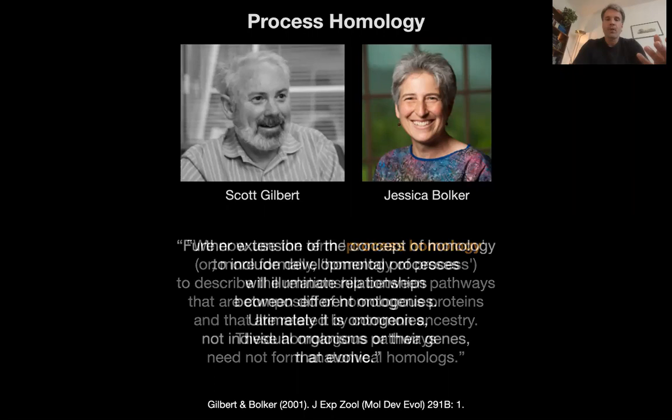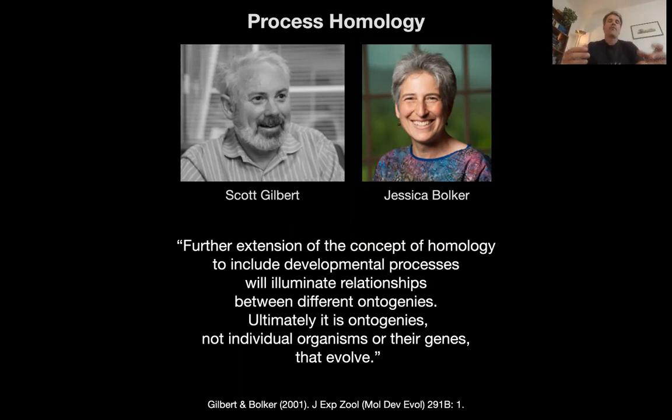So this is what we have here. The same sort of components in the process lead to a structure that's not necessarily an anatomical homologue. We can debate that, okay? But from anatomical criteria, you wouldn't say so. Furthermore, they say, further extension of the concept of homology to include developmental processes will illuminate the relationships between different ontogenies. Ultimately, it is ontogenies, not individual organisms or their genes, that evolve. What they're saying here is that in order to have a truly mechanistic, causal insight into these lineages, we need these lineage explanations, right? Or even a cross-lineage explanation to compare traits between lineages. And this we'll only get if we understand the developmental process by which a trait is made, because evolution is working on that. That's the causal completeness principle. Evolution is working on that ontogenetic process, okay?